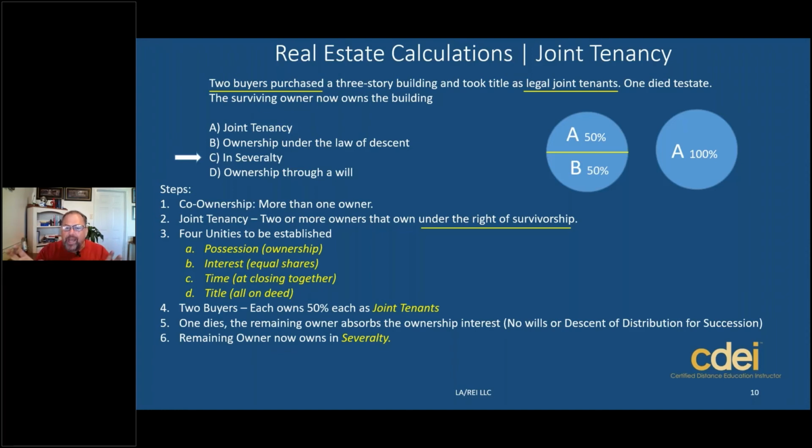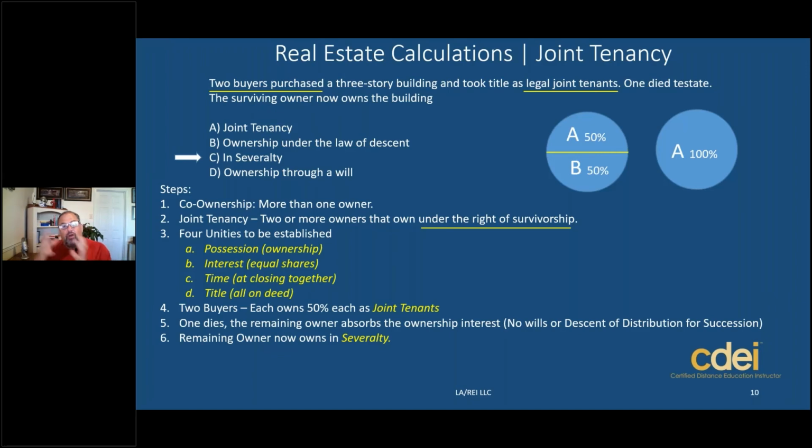If you read that too quick, the only thing that really pops out to you is legal joint tenants. That's the only thing that really comes out at you, because you look at the answer and you see joint tenancy, and there's a tendency to go after that answer. Okay, it's just the human nature of us. We see legal joint tenants and we see joint tenancy, boom. But we have to read the entire question and the statement that's made, because it says one died, testate, which means a will, which could be another selection of answers, which is answer D, ownership through a will.